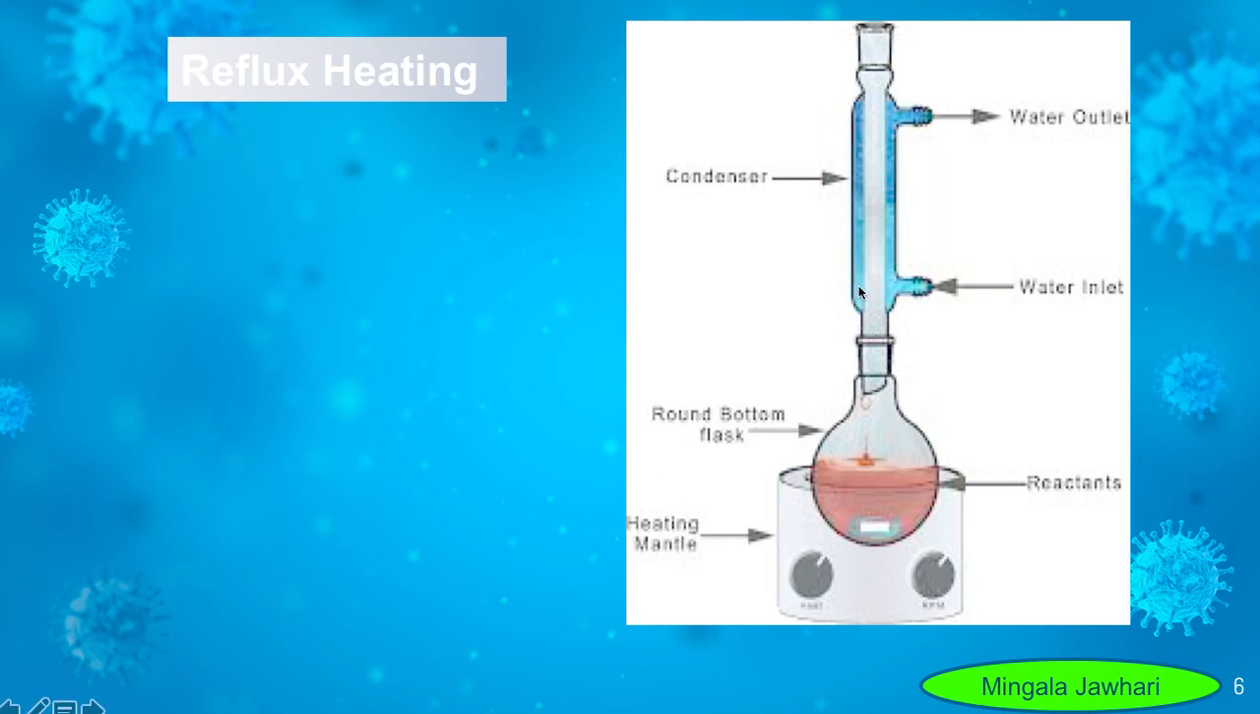We have a condenser placed on the top of the flask. This condenser is made up of two tubes, the inner tube where the gases can pass through, and the outer tube, which is blue in color, where water comes from this inlet and circulates around the inner tube to cool the gases escaping while heating.